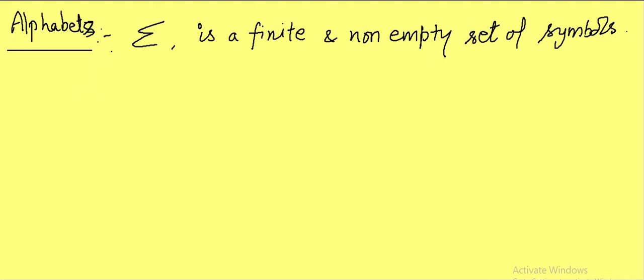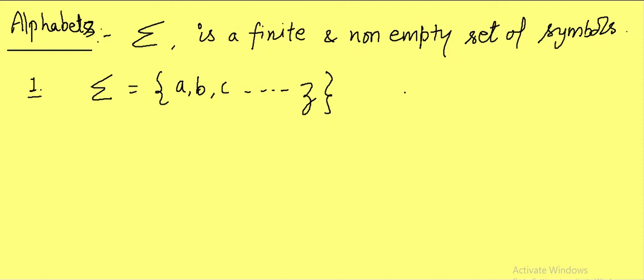Some examples of alphabets: this is the alphabet which contains all the letters in the English language. This set is finite because it contains only 26 letters, and it is non-empty because it contains some elements, 26 in count.